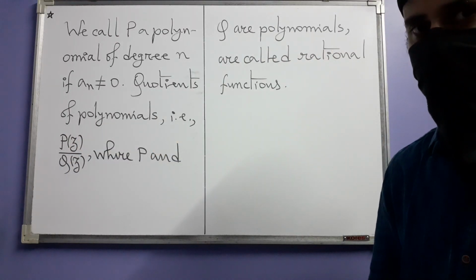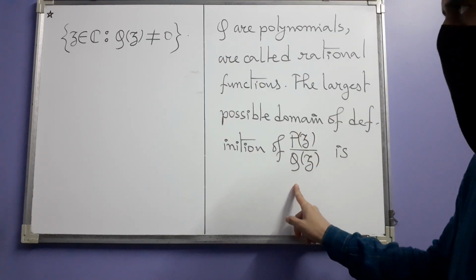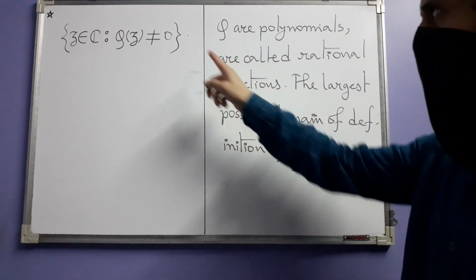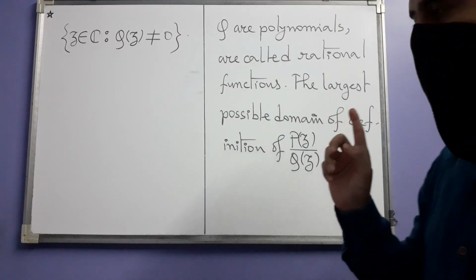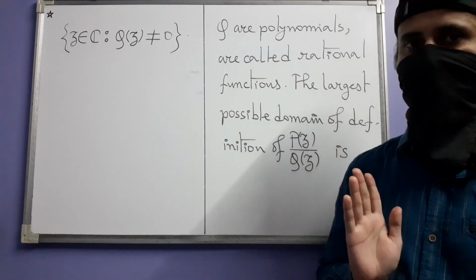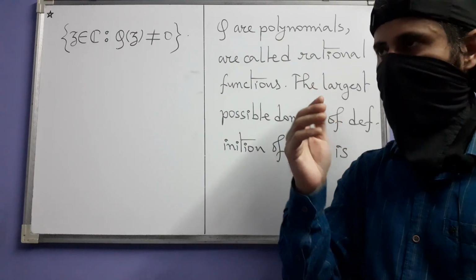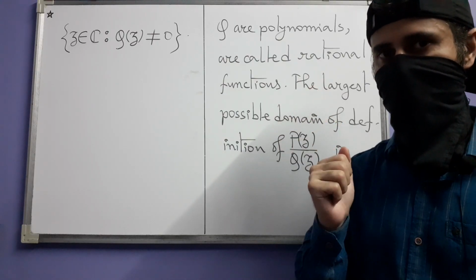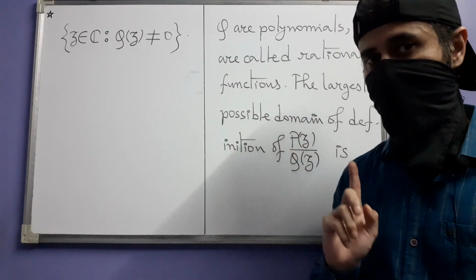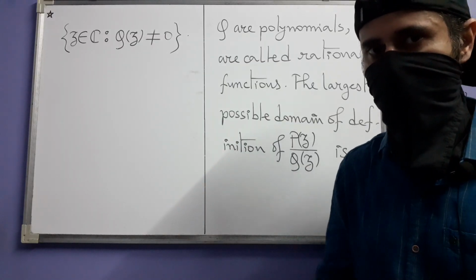That is why the largest possible domain of definition of this rational function is, of course, the set of all complex numbers where the denominator polynomial does not vanish. Recall that in our example 1, the reciprocal function is a rational function like this, where the numerator is the constant polynomial 1 and the denominator is the polynomial z. You also go back and see what the largest domain of definition for that function is and match that with this one. You will see that they are the same.